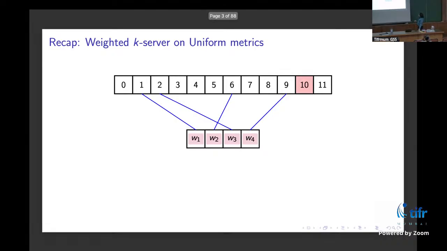You get a request to a page. If that page is not in your cache, you have to replace some page in the cache by the requested page, and in this process you pay an amount which is equal to the weight of the cache location. Okay, so I'll use cache locations and servers interchangeably. I hope you have the context from yesterday.